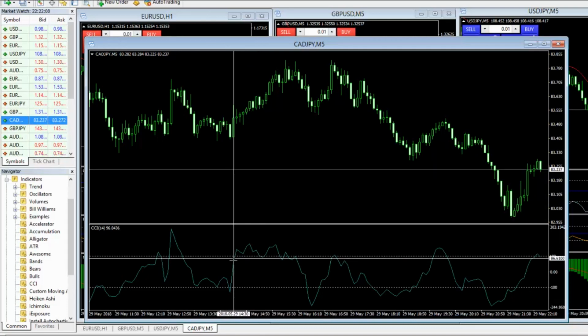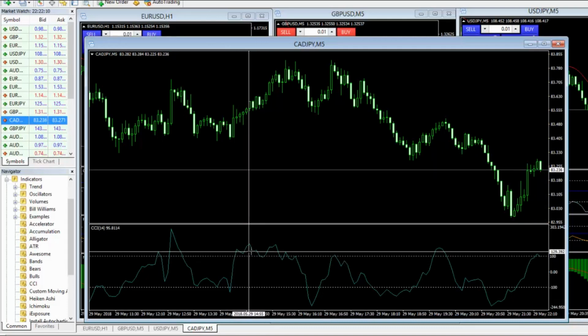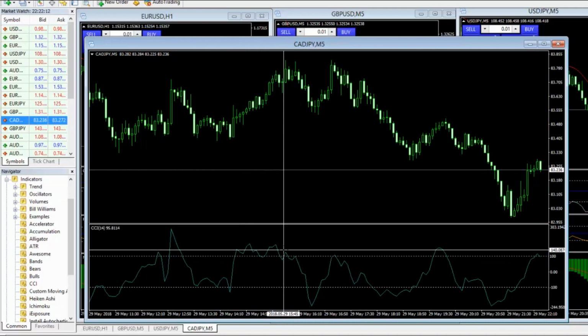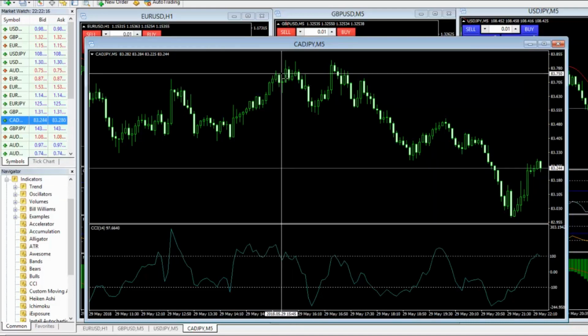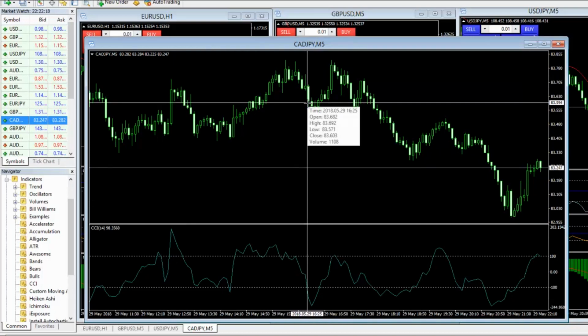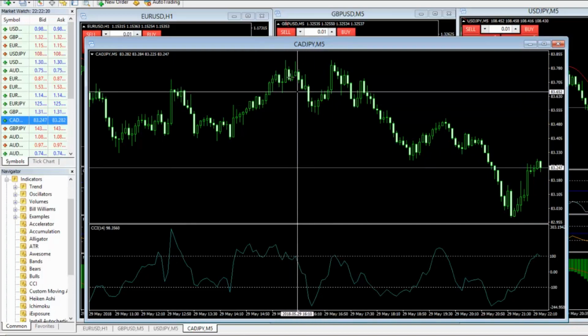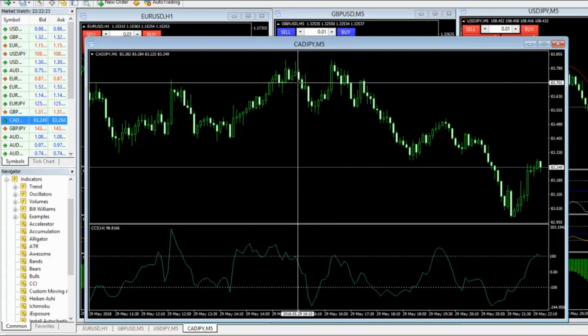Because here we have an example where it crossed over 100 and then stayed over 100 for an extended time until it eventually, of course, crossed back, and that's when the market started going down, which would have been an opportunity to sell the currency.